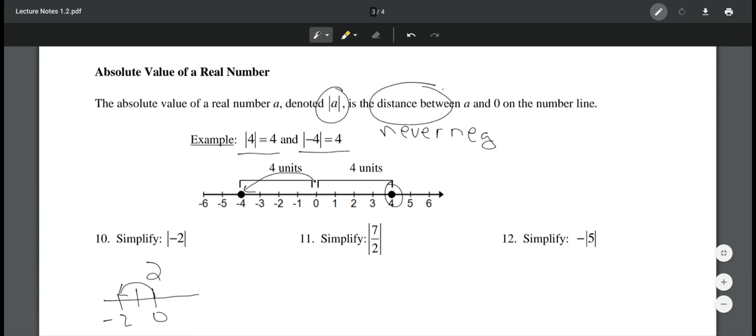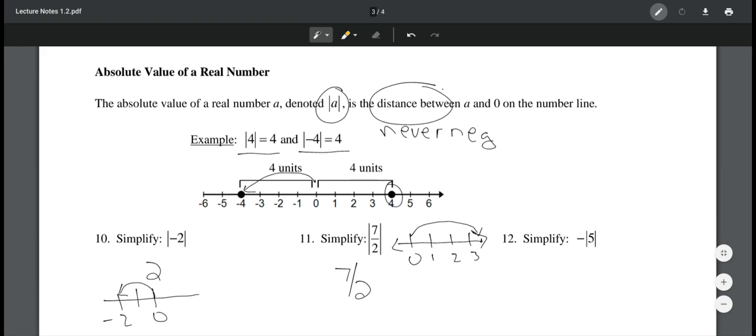7 over 2. The absolute value of 7 over 2 is just 7 over 2. Because if you're on a number line and 0 is here, 7 over 2 is the same as 3.5. So there's 1, 2, 3, and you're at 3.5. So you had to take 3.5 steps to get there, or 7 over 2 steps.